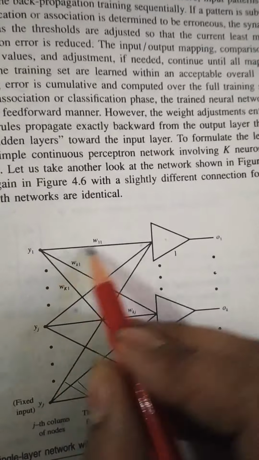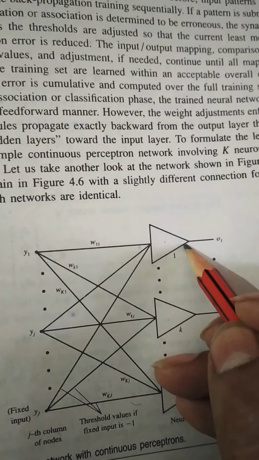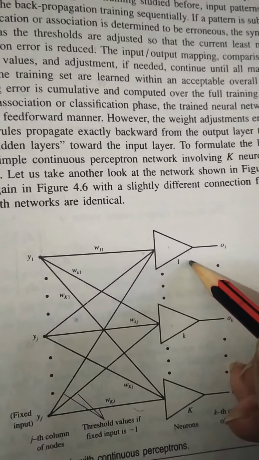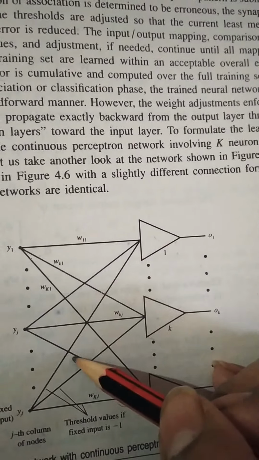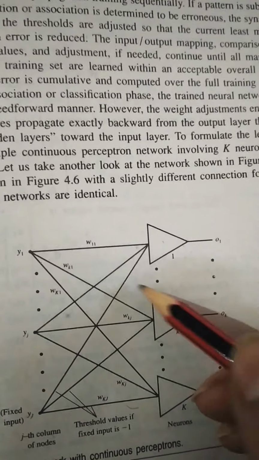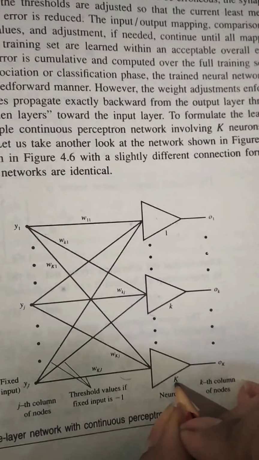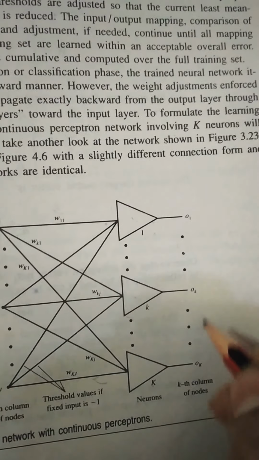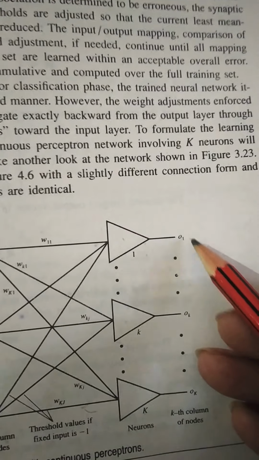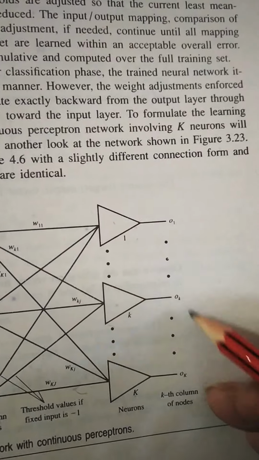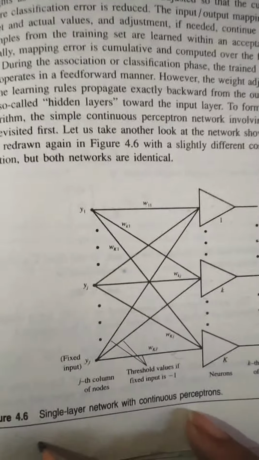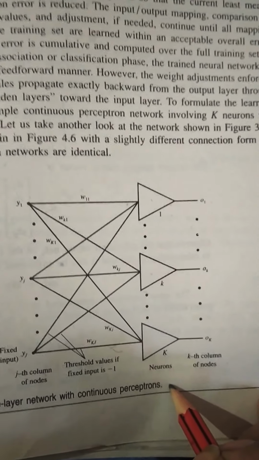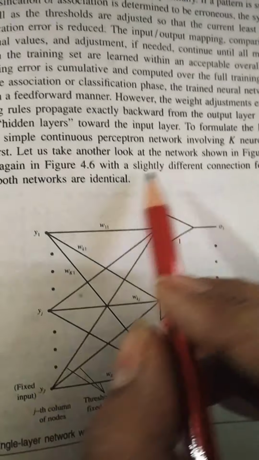We are having different weight vectors associated with each neuron following the same rule. W11 for the first neuron, W11 followed by W1J. Similarly, for the kth neuron, we are having WK1 to WKJ, such that we are having output 1 to output K. These are the actual outputs of a single layer network with continuous perceptrons. Now, this is a simple feed forward network.